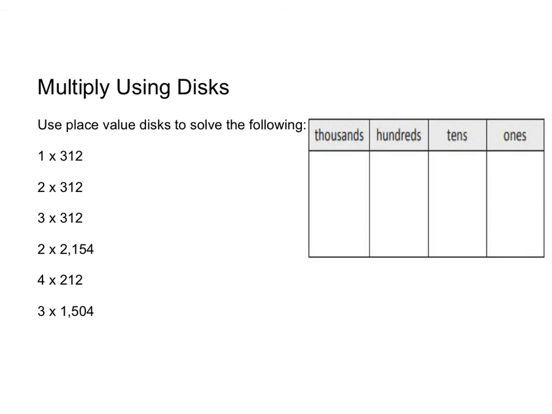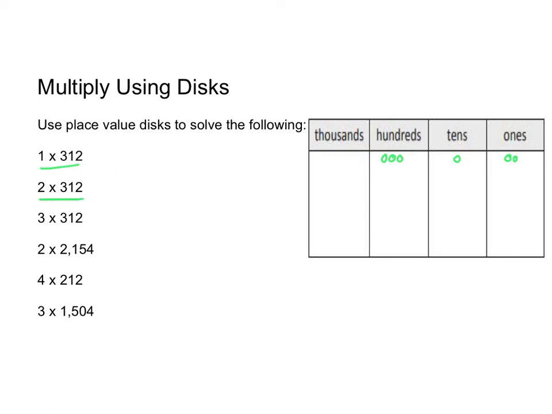Alrighty, let's go to our very last one. This is what we did a little bit of. We've been doing a little bit of it in class and also with our fluency. We're going to multiply using discs, so we're just going to put them in place. The first one is really straightforward. We've got 1 times 312. Well, you can figure that out. We've got 300s, we have 1 10, and we have 2 ones, and that is 312.